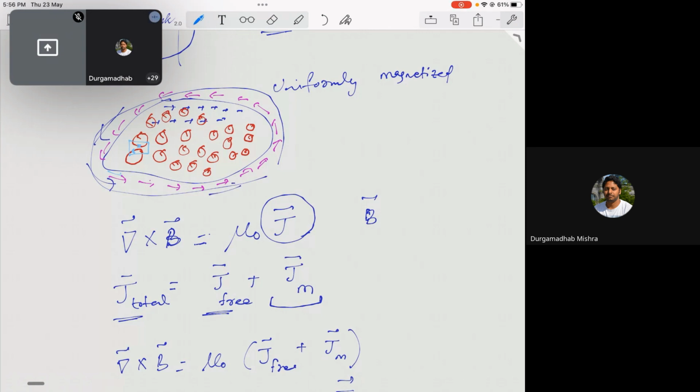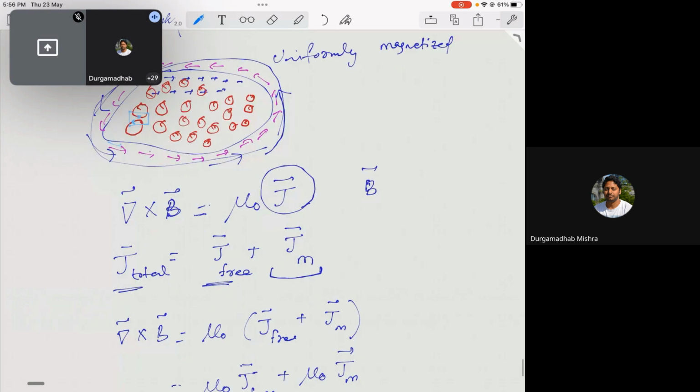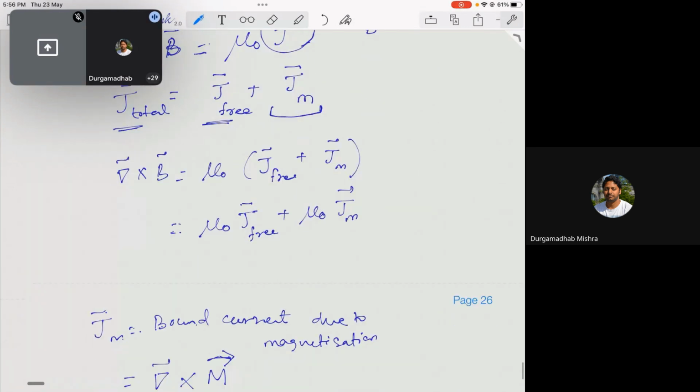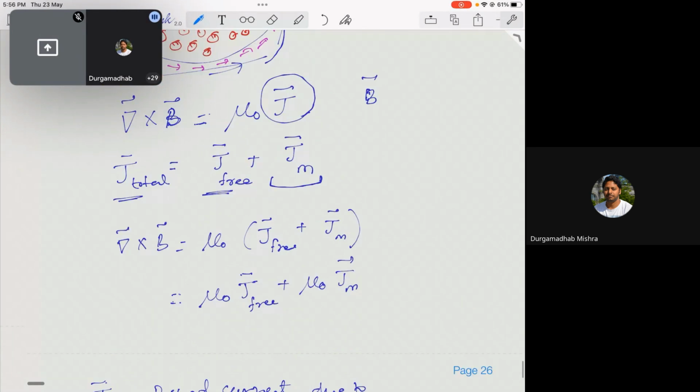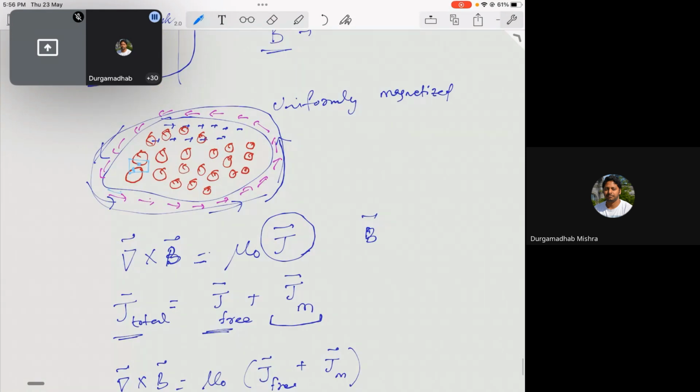So if I take a curl of this current density, this is a curl kind of situation. I am moving the current around the boundary. So if I take the curl of this magnetization, that will give rise to my current density.